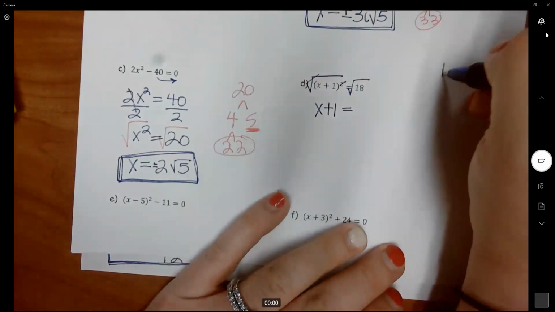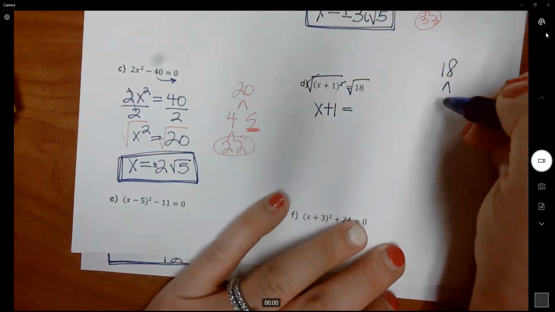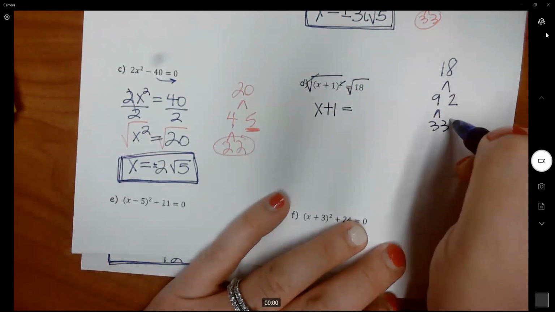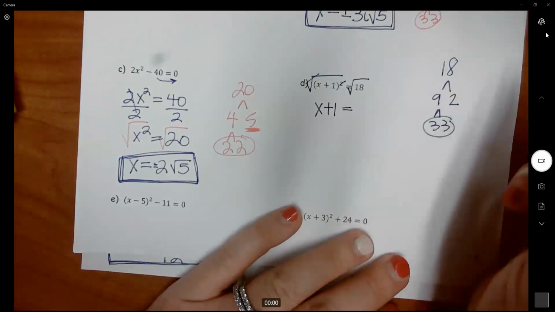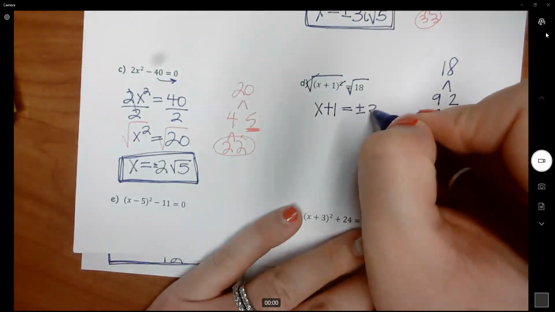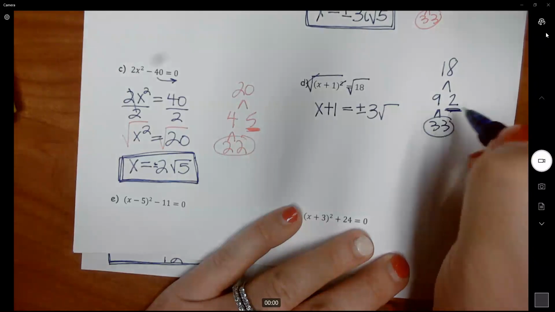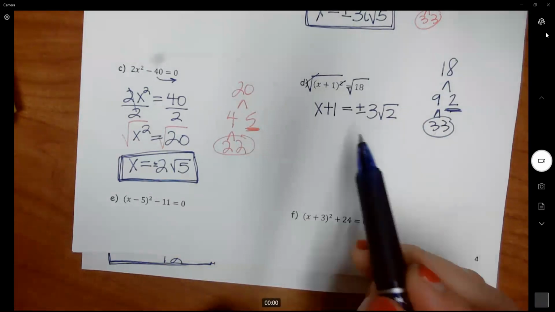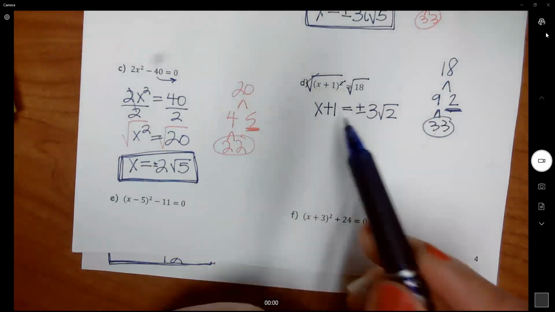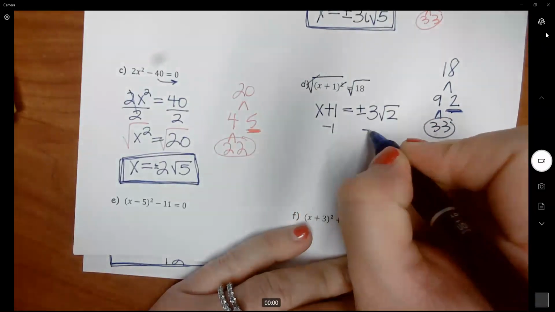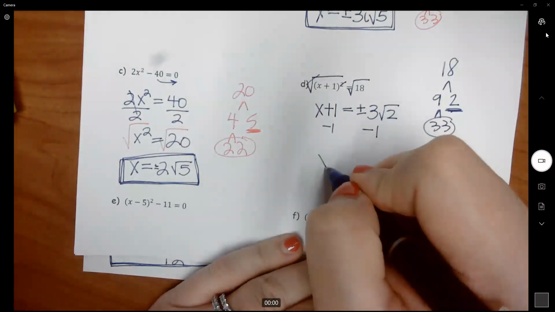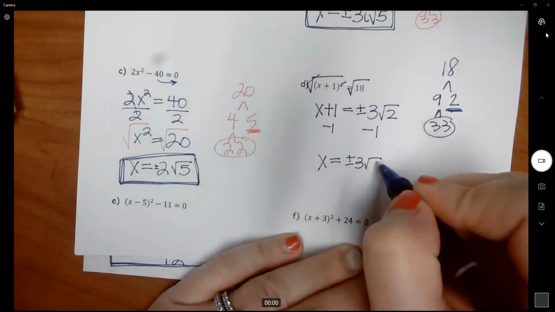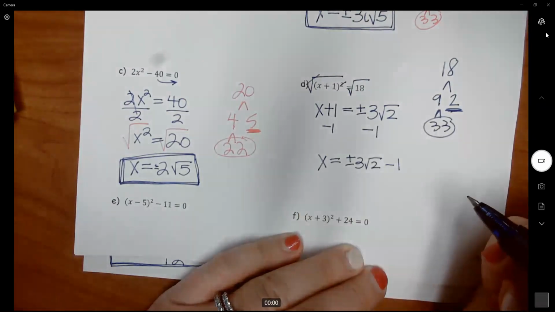Then we have the square root of 18, which can be broken down. That is 9 times 2, which is 3 times 3. So I have some 3's come out. So this equals plus or minus 3, and our lonely 2 stays in. I have not finished solving for x, so go ahead and finish solving for x. So we're going to subtract 1 over. And so this is plus or minus 3 square root 2 minus 1.